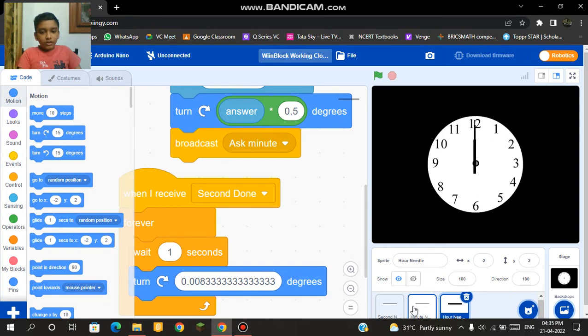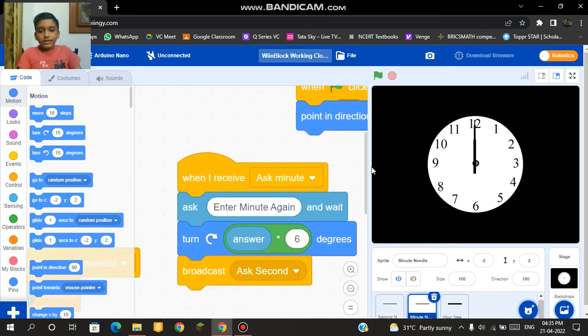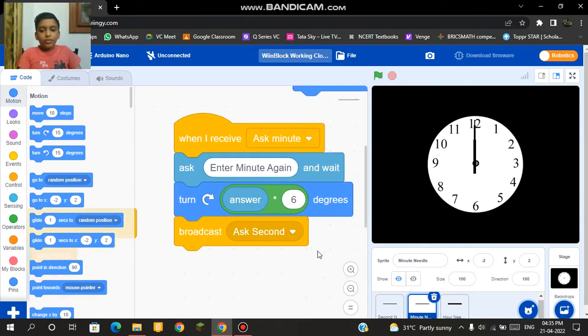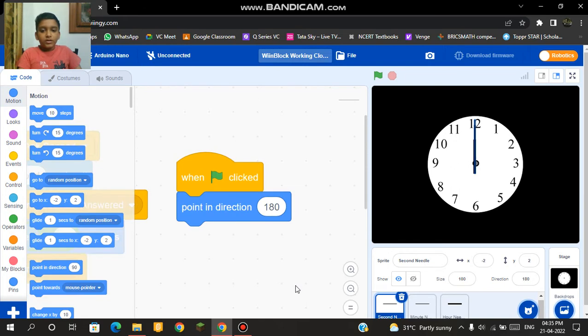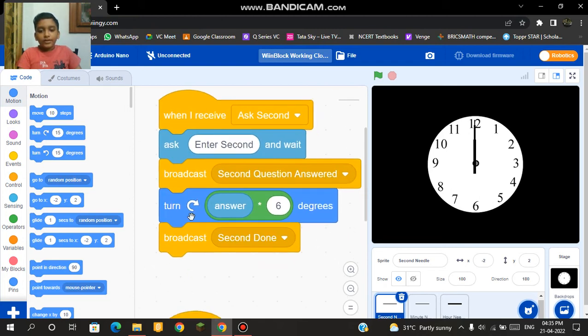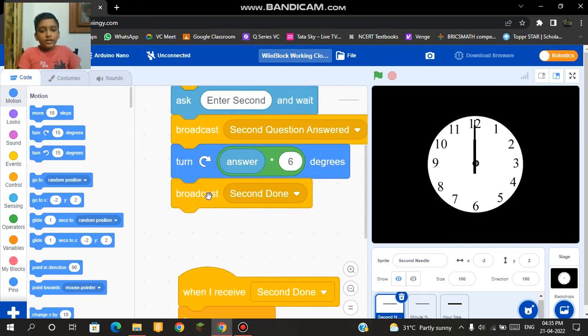So in the minute needle it will receive ask minute and it will ask enter minute again and it will wait. Next it will turn clockwise a certain degree which is answer multiplied by 6. So after that it will broadcast a message called ask second. After that, in the second needle, it will receive ask second and it will ask enter second and it will wait. Next, it will broadcast another message called second question answered. After that, it will turn clockwise a certain degree, which is answer multiplied by 6. Next, it will broadcast a next message called second done.